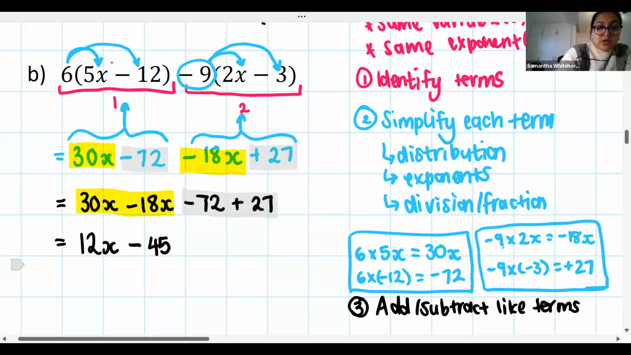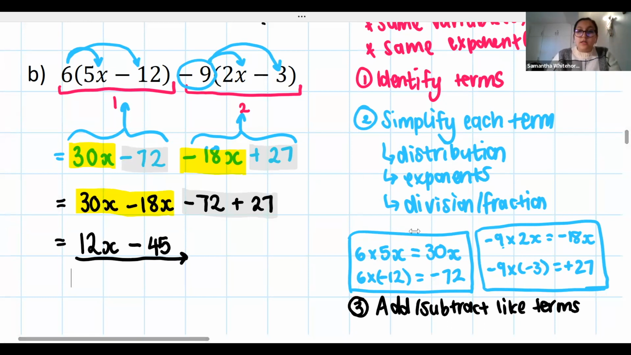These are not like terms. That has an x. This is a constant. Not like terms. I can't do anything else with that. That is my final answer. So well done, all of you picking up my mistake. Well done. Yes, it is indeed negative 72.